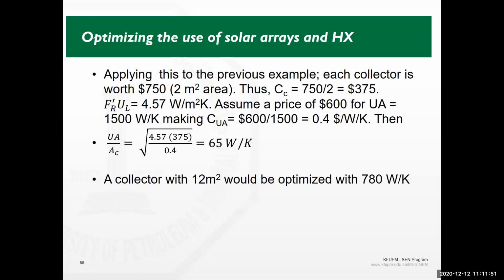Accordingly, the optimum value is going to cost us UA over AC is 65 watt per Kelvin. If you have a collector of 12 meters squared, it will be optimized with 780 watt per Kelvin. So you are going to look at what is the optimum value and whether you change this or change that, are you going to go away from the optimum value or not? And then you would make sure that you are at the right estimate of the price in terms of number of solar collectors and size of the storage system that you have.